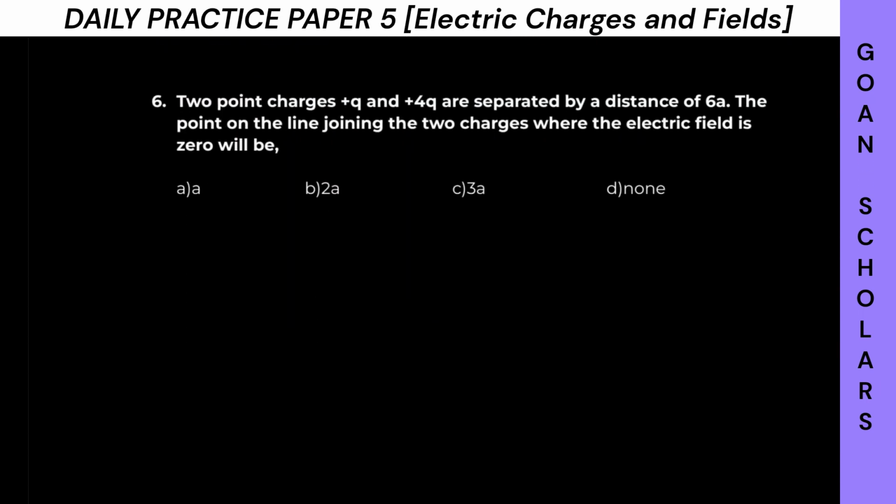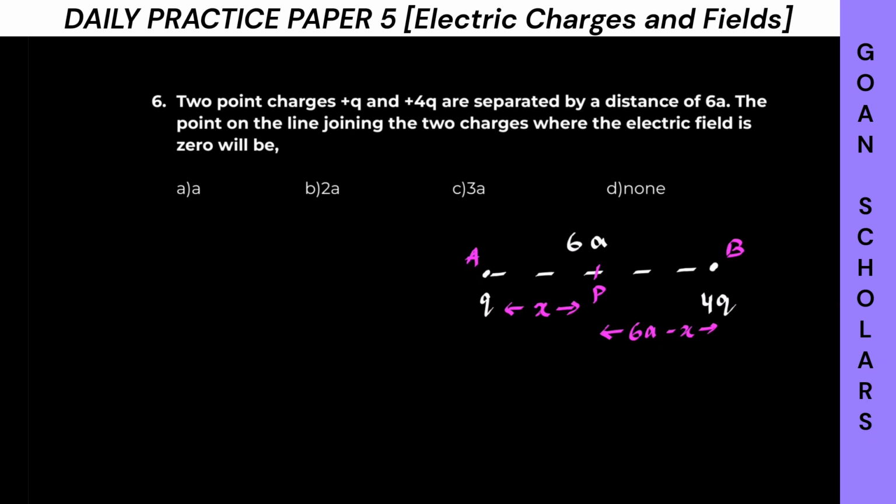Let's move to question number 6. 2 point charges plus Q and 4Q, both separated by a distance of 6A. So let me take here, first one is Q and second one is 4Q, and both of them are separated by what distance? 6A. The point on the line joining the two charges where the field will be 0. So quite similar to previous questions. Okay, let's call it A, let's call it B. Let's say this point is point P, which is at a distance of x from the first charge. So from the second charge, it will be 6A minus x, right? Because the total length is 6A.